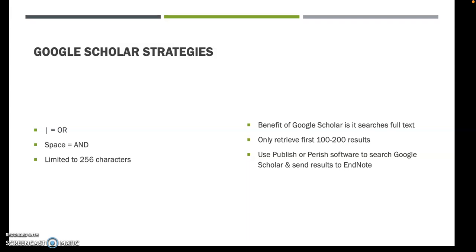Another thing is that you can tell it to only retrieve the first 100 or however many results you want. Another benefit is that you can save your search. So if you decide to do an update within 6 months, or whatever your time period is, you can just open your Publish or Perish software on your computer and rerun your search in Google Scholar. And again, you can still do the bulk upload to EndNote. So it saves you time, and I think it's very useful when you're going to do a Google Scholar search.